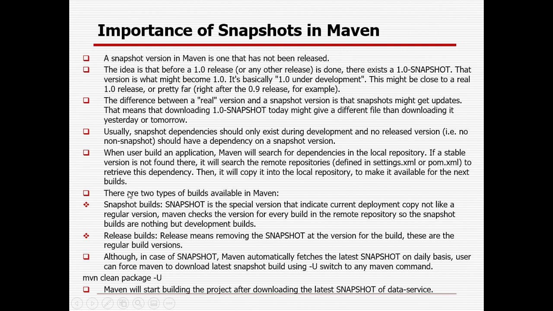There are basically two types of build available in Maven. One is the snapshot build, one is the release build. A snapshot is a special version that indicates the current development copy, not like a regular version. Maven checks the version for every build in the remote repository, so snapshot builds are nothing but development builds. Whereas a release build means removing the snapshot from the version for the build. These are the regular build versions.